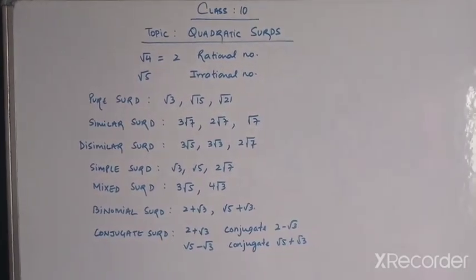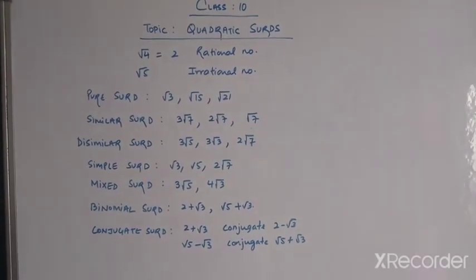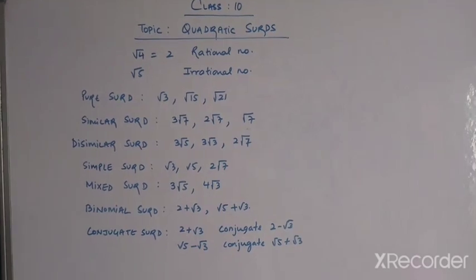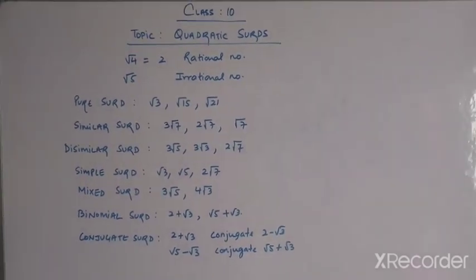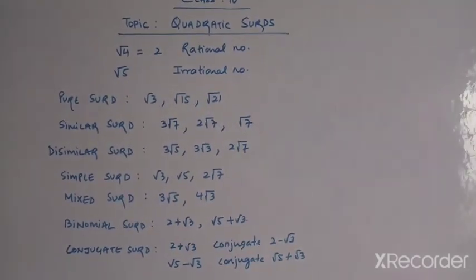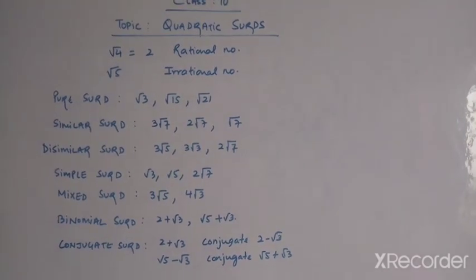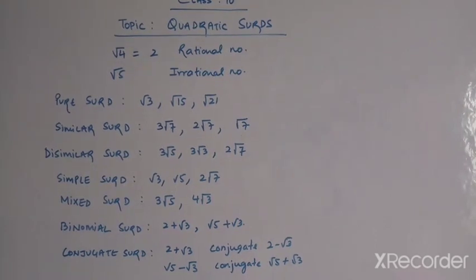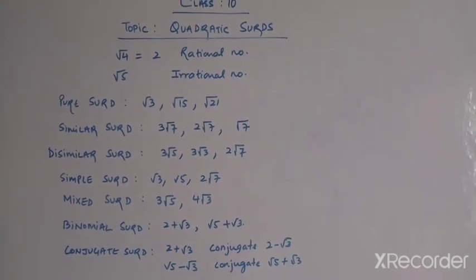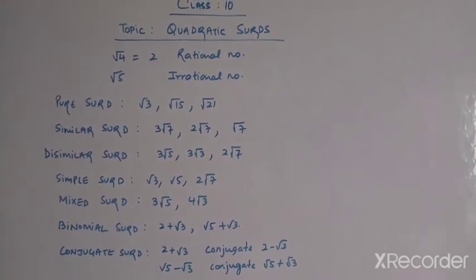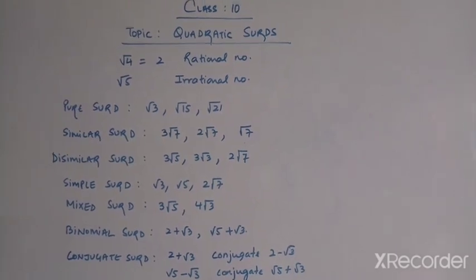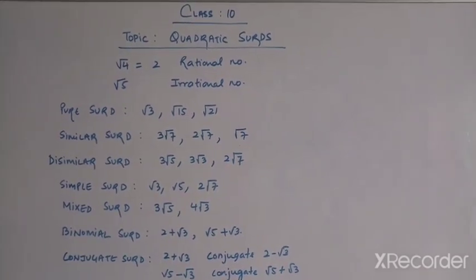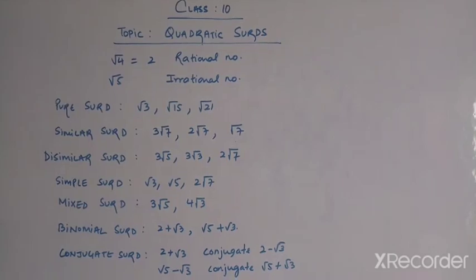In this video lesson we will learn the topic quadratic surds of the class 10 syllabus. In order to learn this chapter you need to keep a few points in mind. If you can find the square root of any number, then those numbers are said to be rational numbers. They are not surds.